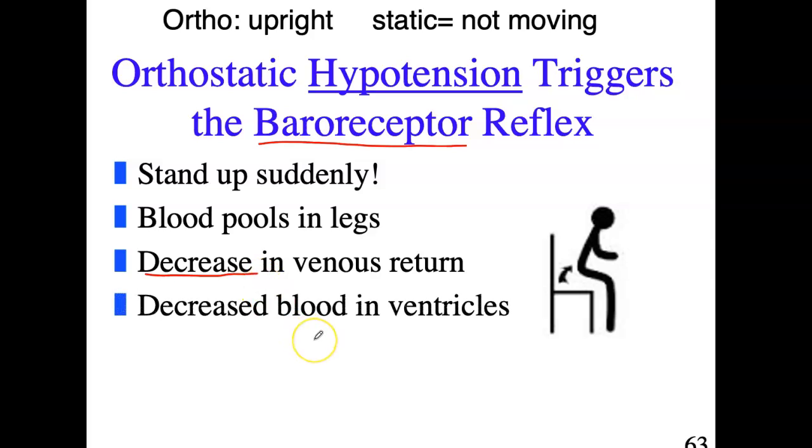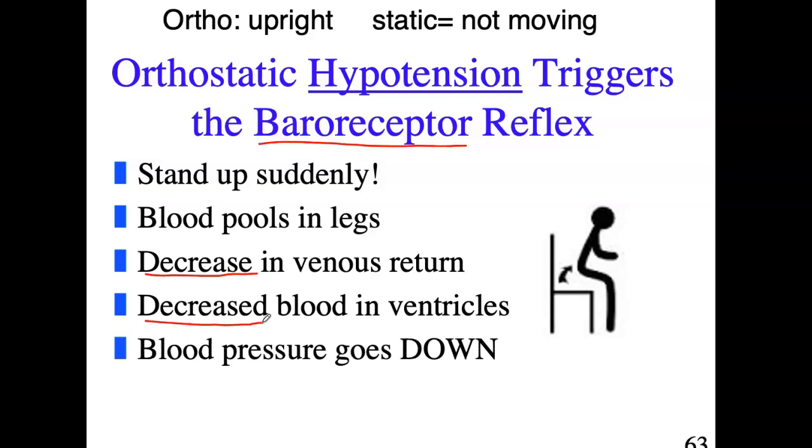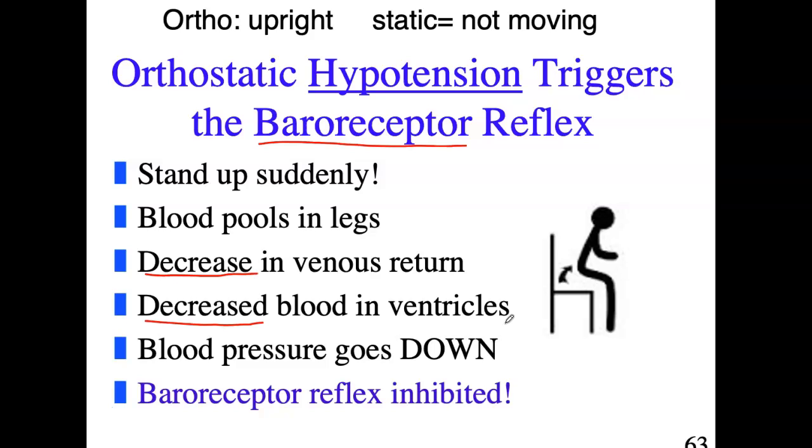So what would happen next? Well, if there's a decrease in the venous return, then less of it will be in the ventricles, right? You'd have a decrease of blood in the ventricles. All this because you stood up. What would happen next? Well, the blood pressure would go down, because if you have less blood in the ventricles, your cardiac output is lower, you're pumping less blood, so the blood pressure is going to drop a little bit. And that would be a case of hypotension.